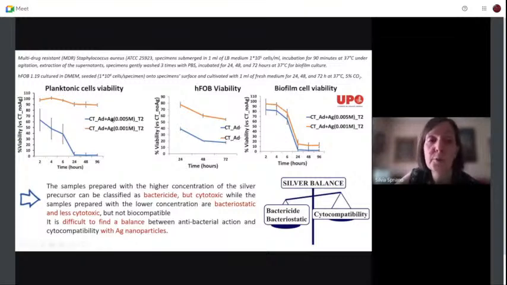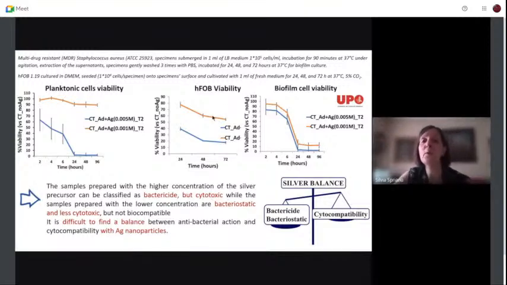If you reduce the amount of silver, like in the orange curves, you can see that you have no effect on the planktonic cells, so you are not able to kill the bacteria in the surrounding. You are able to kill the biofilm on the surface. The curve is almost the same as it was for the higher amount of silver. And in this case, the biocompatibility is good.